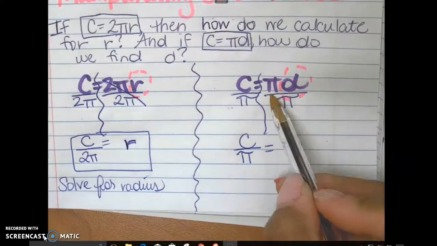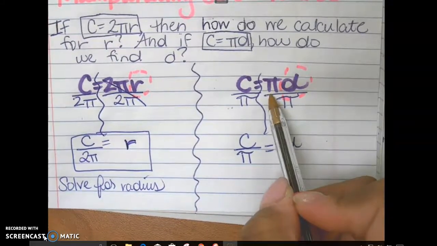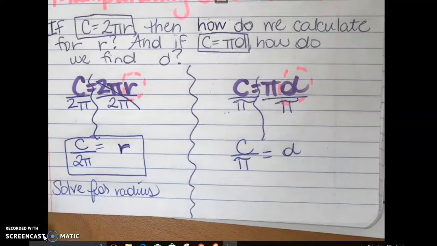Do not pronounce this as TT. This is not TT. This is pi. I just don't write it with the curve all the time.